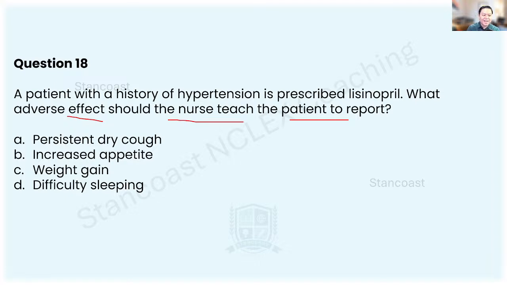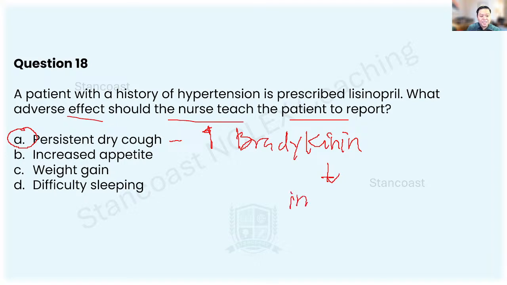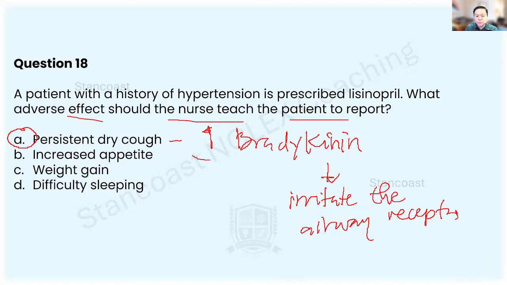All right, the correct answer for this is the persistent dry cough. Accumulation of the bradykinin, which can kinin, not S. My hand has a mind of its own. Bradykinin. It can irritate the airways. Airway receptors. So that's why they're going to end up with that persistent dry cough.